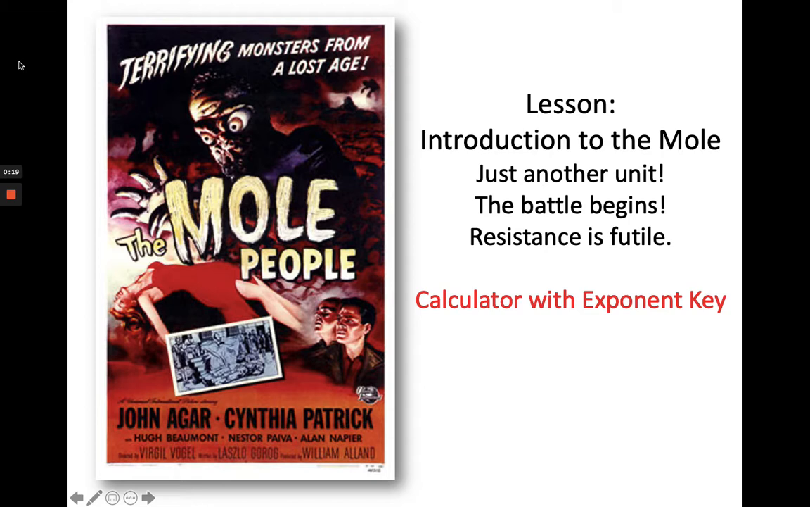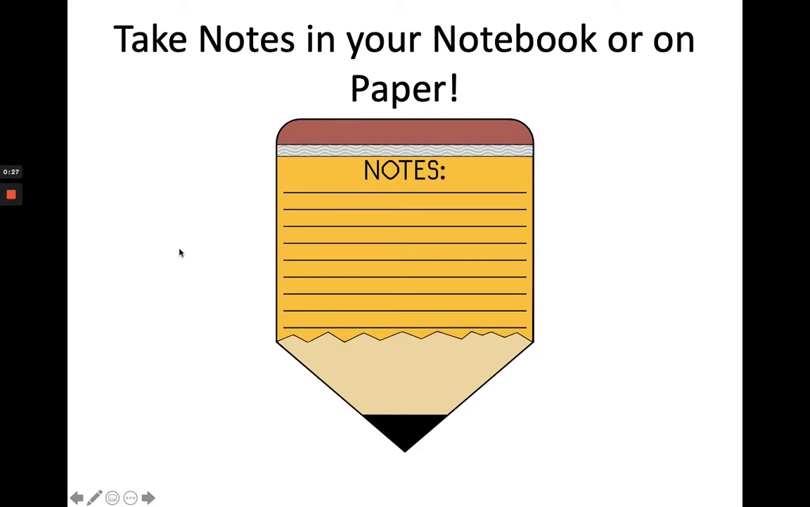For this lesson, you're going to need a calculator with an exponent key. So be sure you have one before you dive in. You're also going to want to take notes in your notebook or on paper. In particular, you're going to probably want to write down some of the example problems so you have them as a reference when you are doing problems for this particular unit.